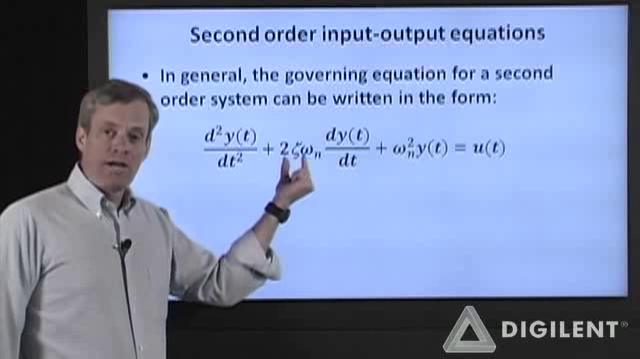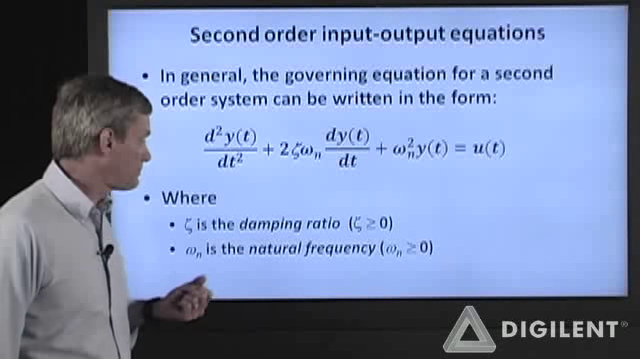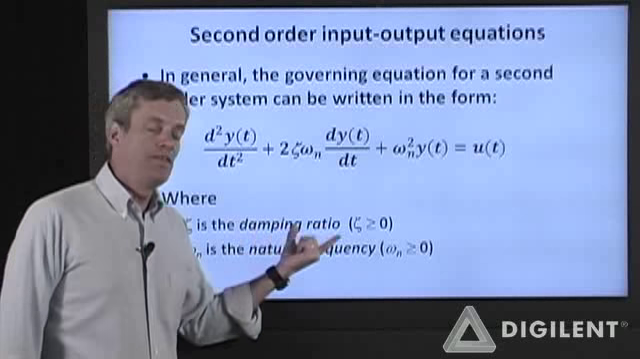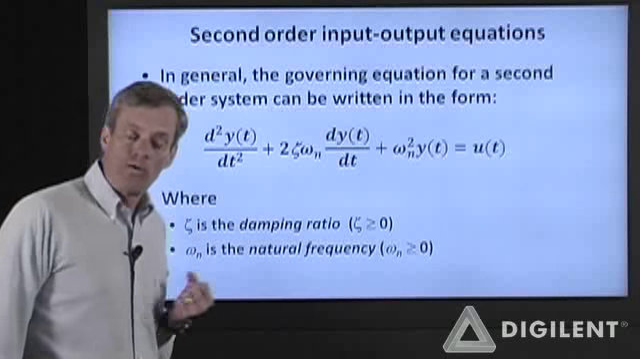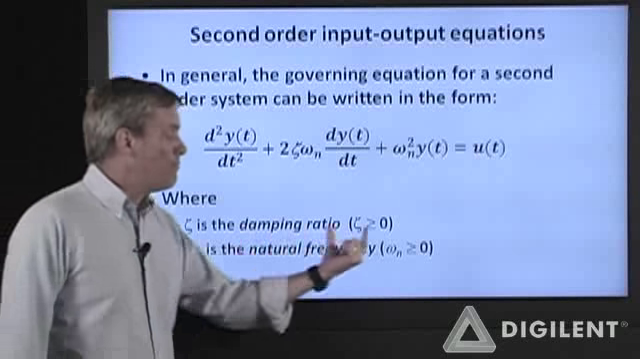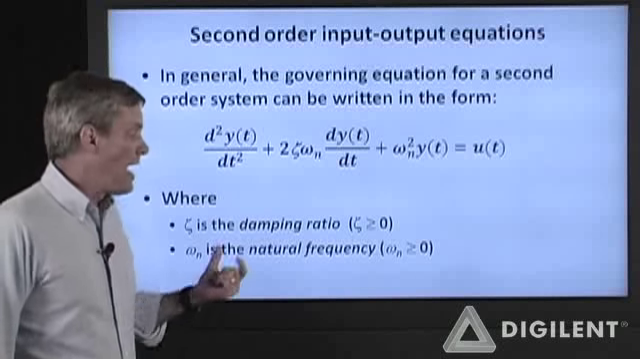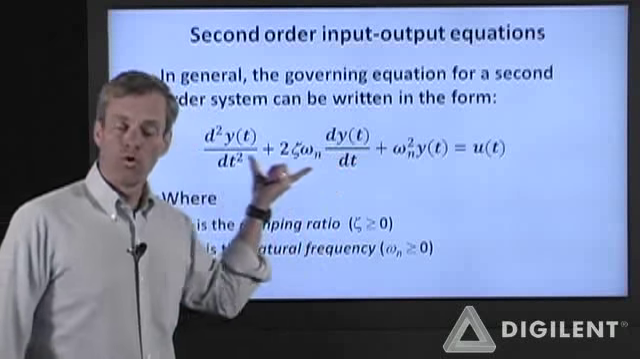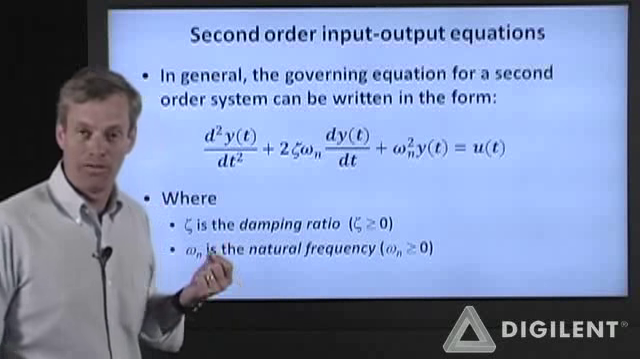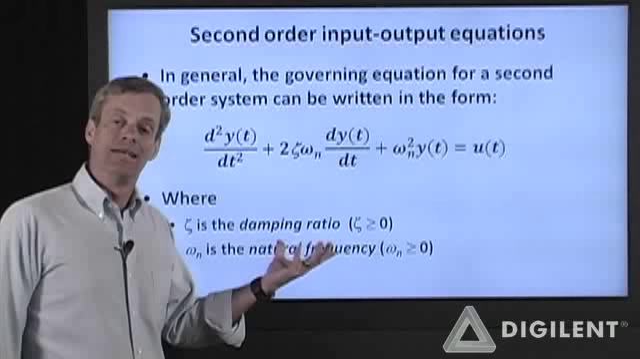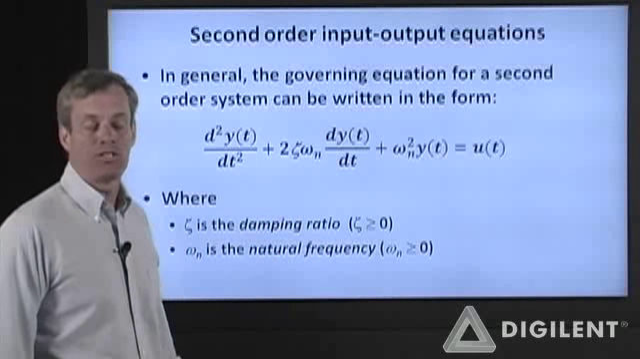Now, zeta and omega n have special names. They have special meanings. Zeta is called the damping ratio. Omega n is the natural frequency of the system. Both of these are non-negative numbers. And later on, when we take a look at the form of the solution here, we can start to see what effect these have on the solution itself without actually dealing with the details of solving each individual second-order differential equation that we generate.